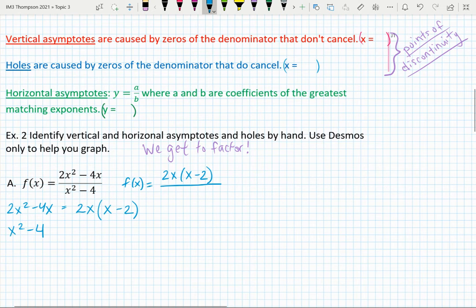And x squared minus 4. X squared minus 4 is actually a difference of squares. So we practiced talking about how if I have a squared minus b squared, then I can factor that really quickly to a plus b times a minus b. So this gets factored to x plus 2 times x minus 2.